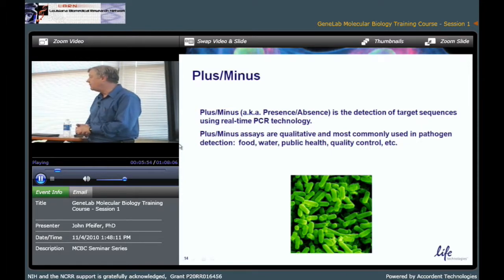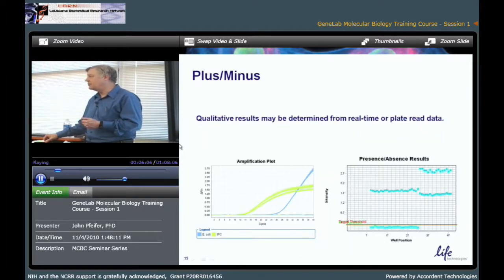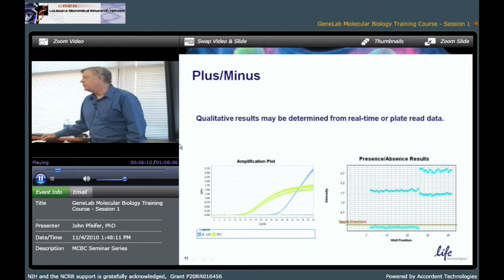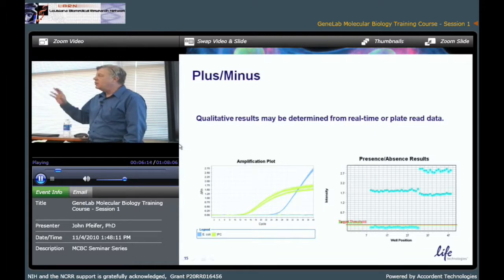And the third was plus minus. This is a qualitative assay, usually used to detect pathogens, say in food, water, things of that nature. So we're not trying to quantify the pathogen, we just want to know if it's there or not in our sample. Originally, the plus minus assay was intended to be run as a plate read assay. So in other words, you didn't have to collect real-time data, you could read it at the end following regular amplification in a regular cycler.